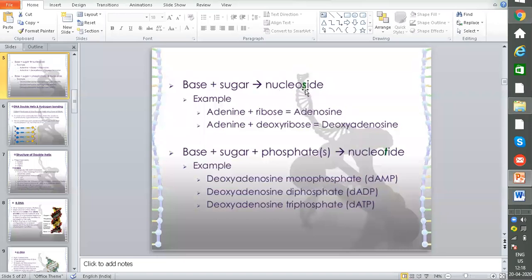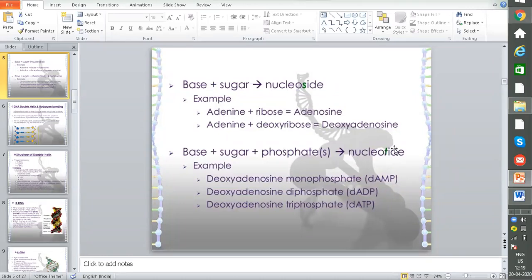Now about nucleoside and nucleotide. A nucleoside has only two components, the nitrogenous base and sugar. For example, adenine is a nitrogenous base, which combines with ribose sugar and forms adenosine. If adenine combines with deoxyribose, deoxy meaning it doesn't have a hydroxy group at the second position of the ribose sugar, it forms deoxyadenosine.